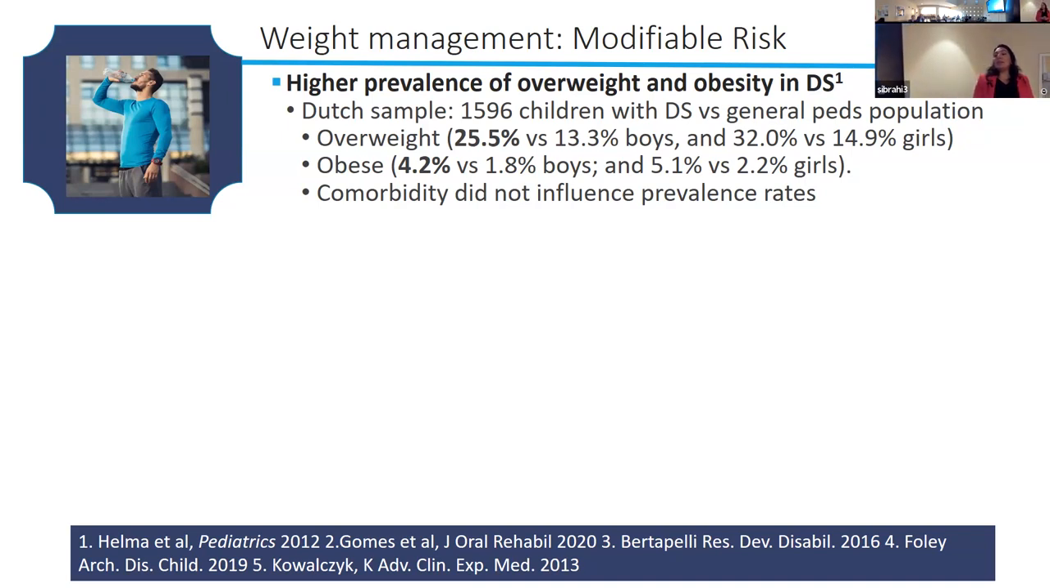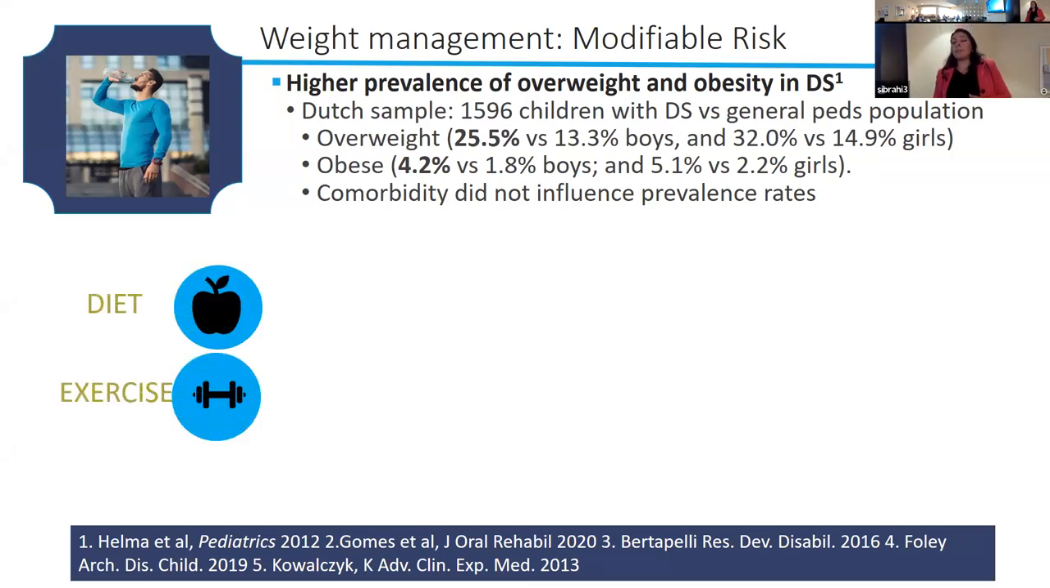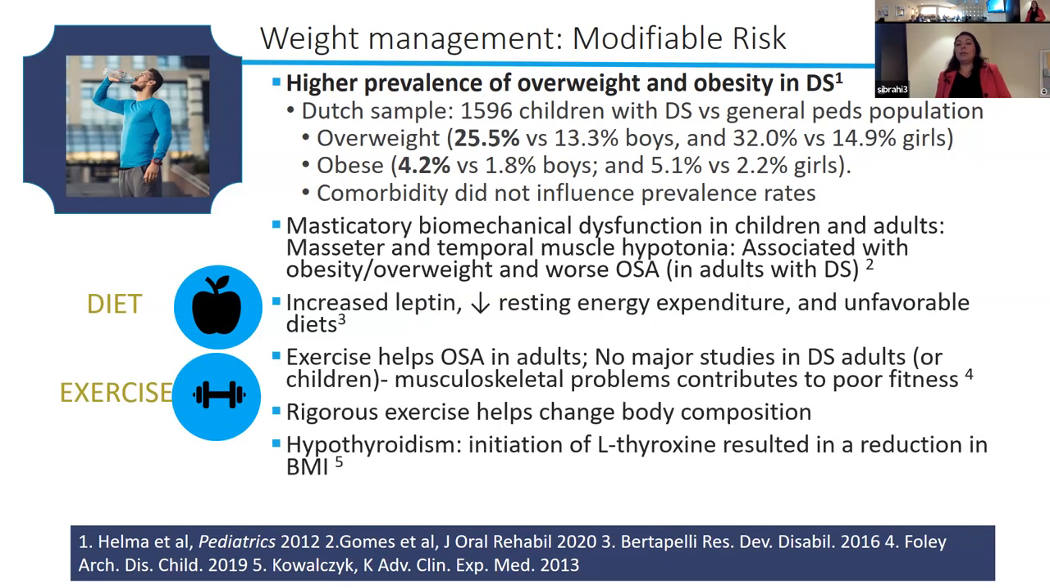So weight management is a modifiable risk. There's a higher prevalence of higher BMI in children and adults with obstructive sleep apnea. This very large Dutch sample looked at the general population versus Down syndrome and found higher rates. We know this already, I just wanted to highlight that. And comorbidity in particular did not influence prevalence of weight. Sometimes there are additional factors, but we do have to individualize care for those individual factors. Diet and exercise are key, but can we really get there?